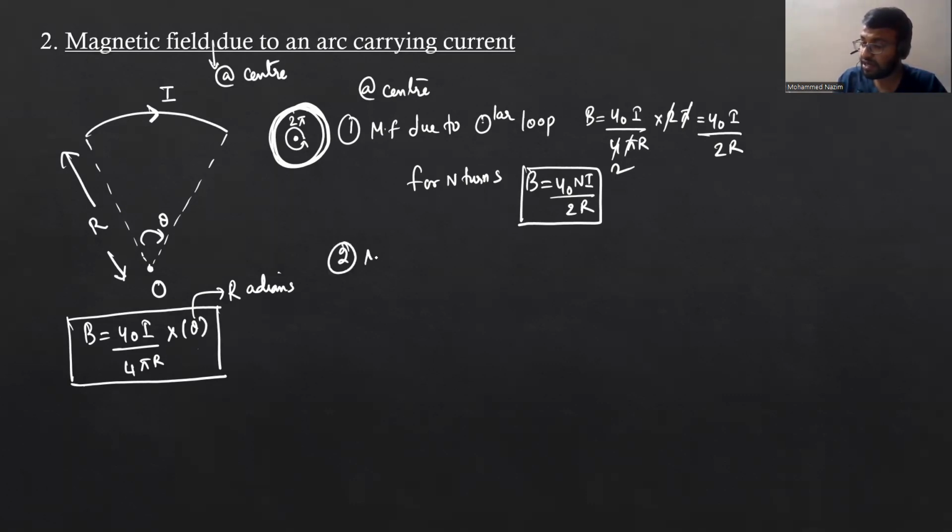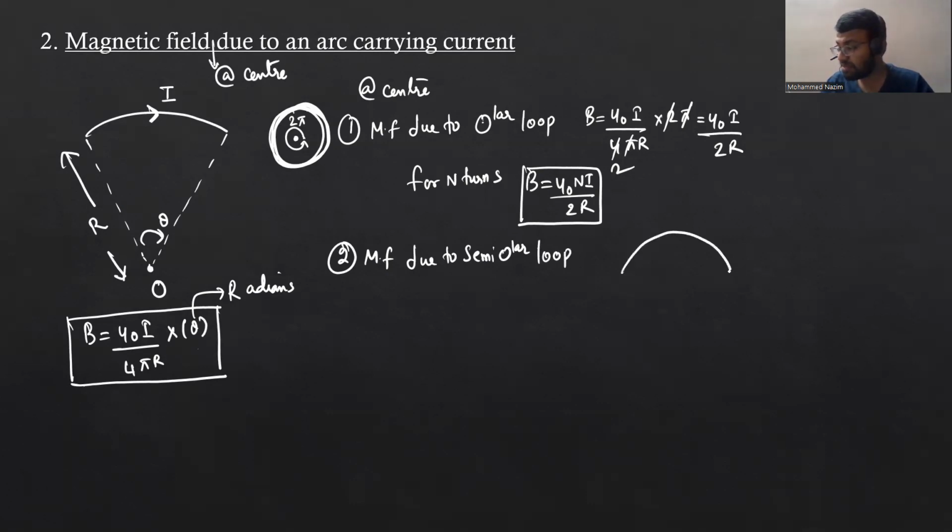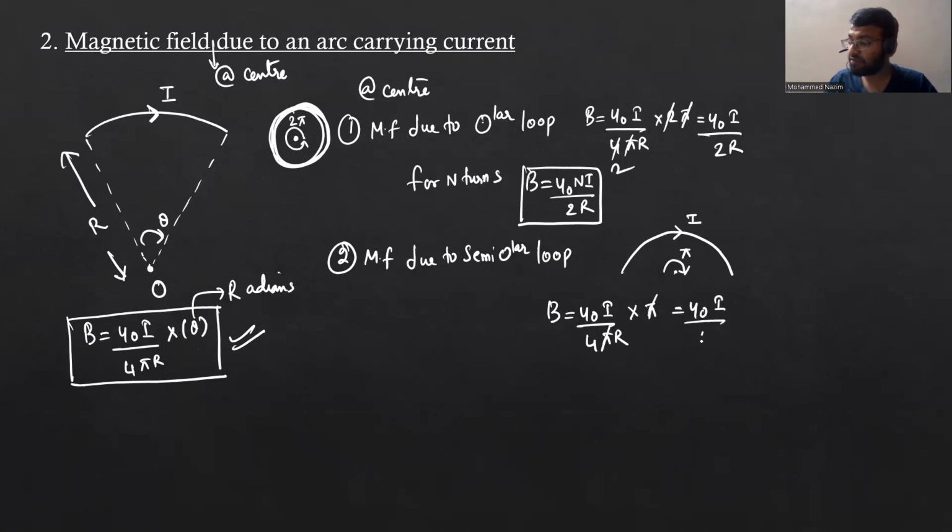Similarly, magnetic field due to a semicircular loop. And we are calculating at the center only. Let us say we have a semicircle like this, and this is carrying current. So the semicircle is going to subtend how much angle at the center? 180 degree, which is nothing but pi radian. Therefore, the magnetic field formula will be mu naught I divided by 4 pi R into theta. Theta is pi. Pi will cancel. So you'll get mu naught I by 4R. This is the magnetic field at the center due to a semicircular loop which is carrying current.